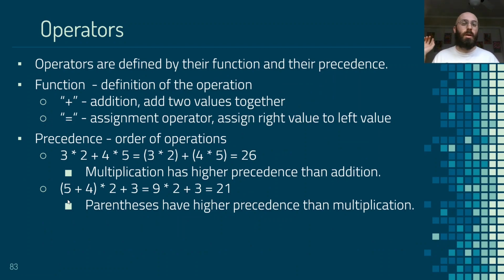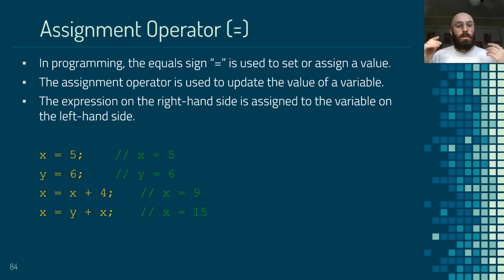All right, so here are the operators that we're going to be talking about. I'm going to define them in terms of their function and their precedence. The function is just what it does, and the precedence is its order of operations. Just to rehash this, the assignment operator is not an equal sign. It's not saying these two things are equal. It is forcing the right-hand side to be assigned to the left-hand side. So there can only ever be a variable on the left-hand side, and we're just assigning those values across the equal sign.